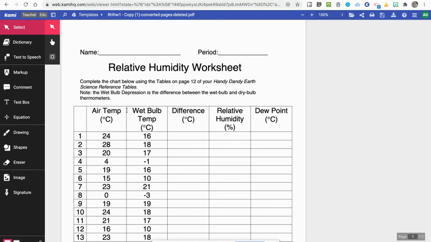You have an air temperature. If you see, follow my mouse. You have the air temperature. It's always done in Celsius. You have a wet bulb temperature, and then you're going to be having a dry bulb, okay?